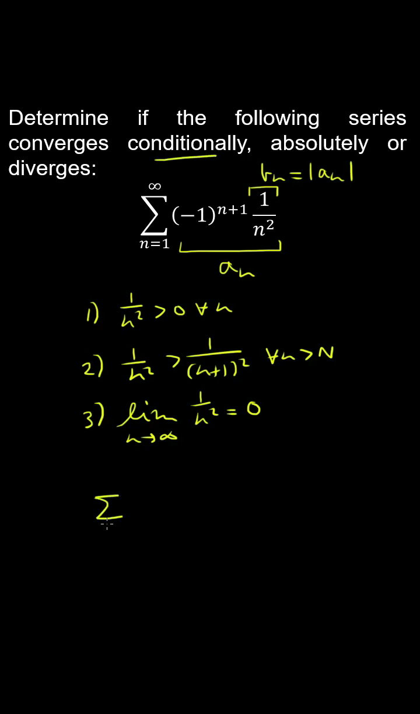And now to check if it converges absolutely, we take the series Bn, and we recognize that this is a harmonic p-series with the exponent greater than 1, so this series converges, and therefore this series converges absolutely.